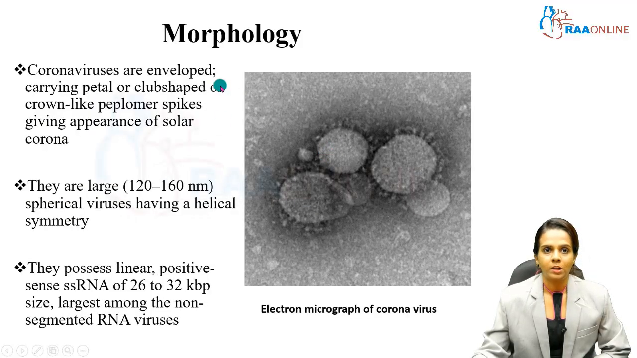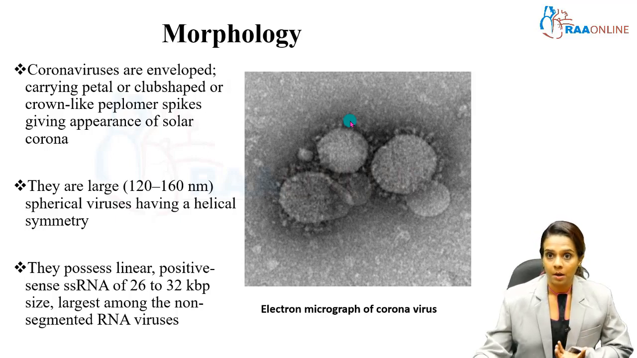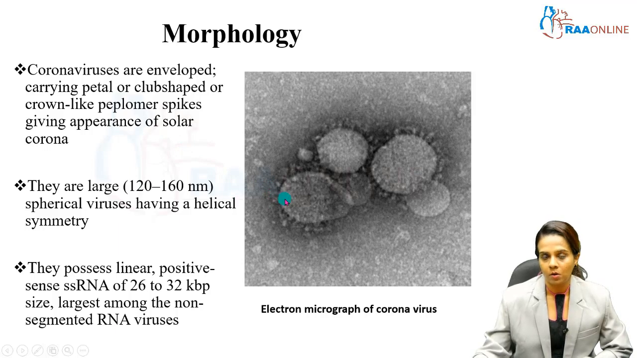Then coming to the morphology. Coronaviruses are enveloped viruses which carry petal-shaped or club-shaped, crown-like peplomer spikes. These spikes give the appearance of a solar corona. They are large, spherical viruses having helical symmetry, and they possess linear, positive-sense, single-stranded RNA, which is the largest among the non-segmented RNA viruses.